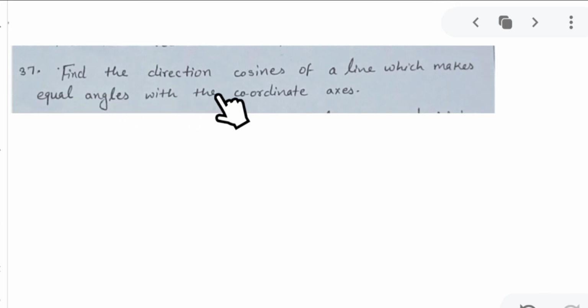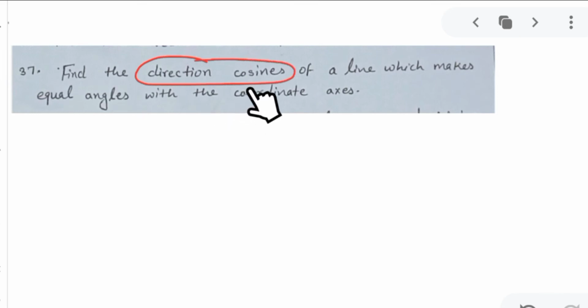Find the direction cosines. Here also we have to find the direction cosines. In every question we have to find direction cosines, but the condition is different. This is a somewhat lengthy question, so it can come for 2 marks or 3 marks also. It is not necessary that it will come for 1 mark, but I took the question, so I will discuss it. Find the direction cosines of a line which makes equal angles with the coordinate axes.